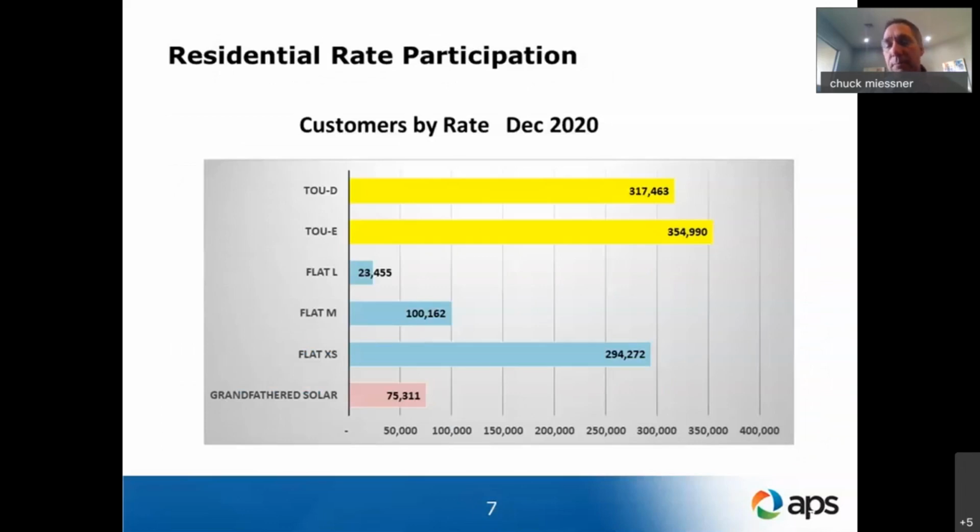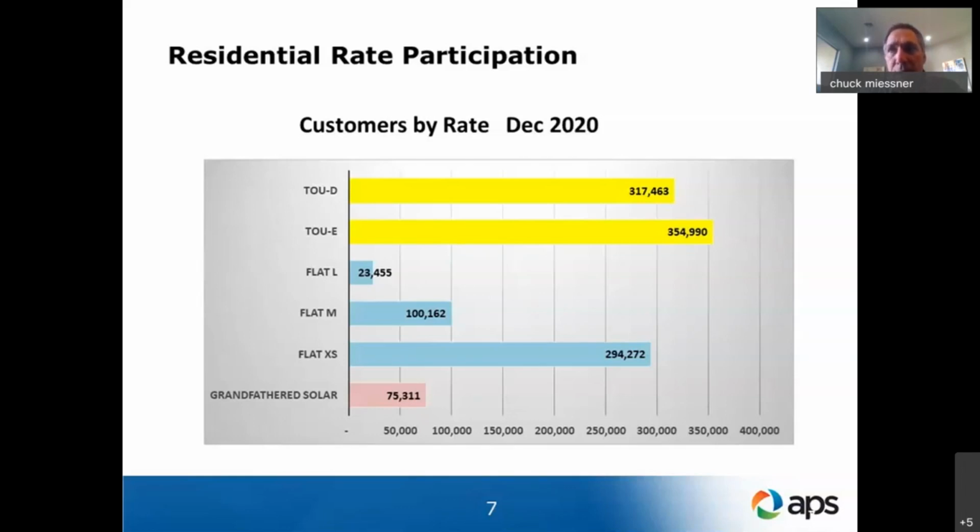Now let's look at the second piece, which is the rate design piece. What I'm showing here is our current participation, December of 2020, by our major rate types for residential customers. On the top two are our preferred rates in terms of a resource. The first one is our time of use demand rate. This is a three-part rate. It's got a demand charge that's only effective on peak, so weekends, nighttimes, holidays, you don't have to worry about demand, only during the on-peak periods.